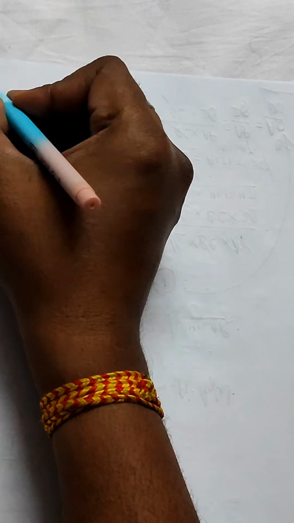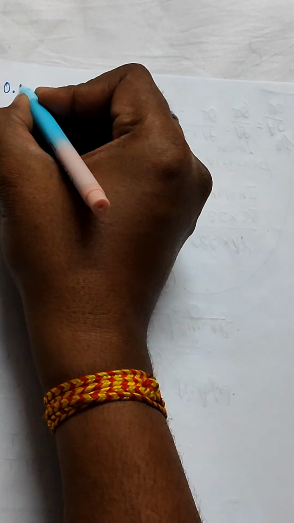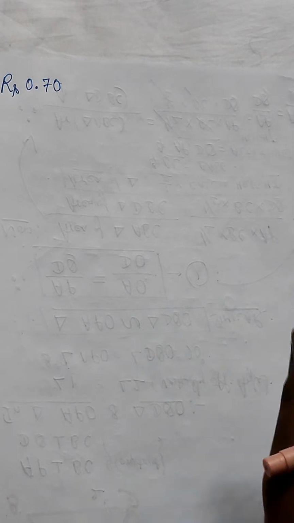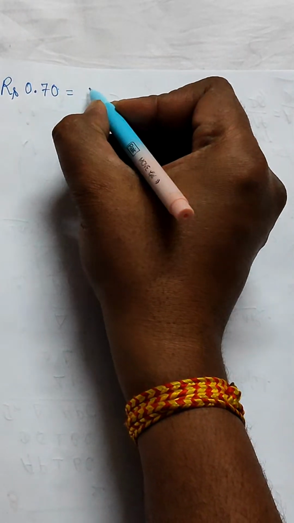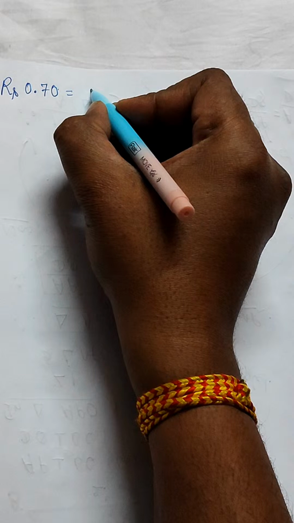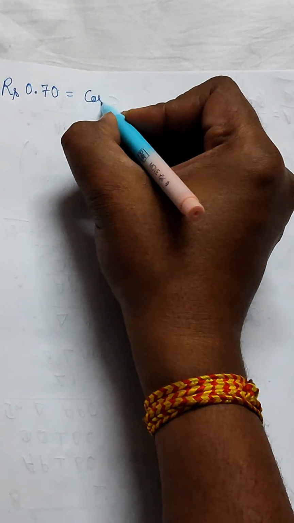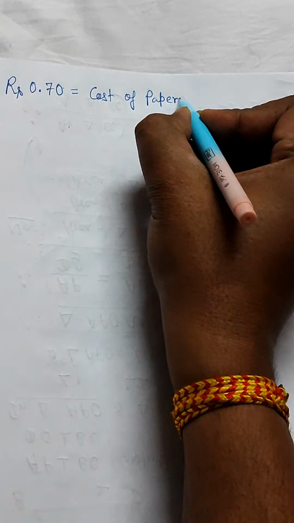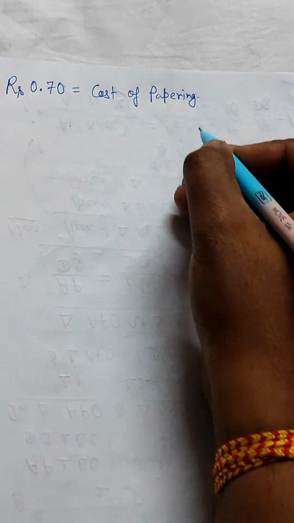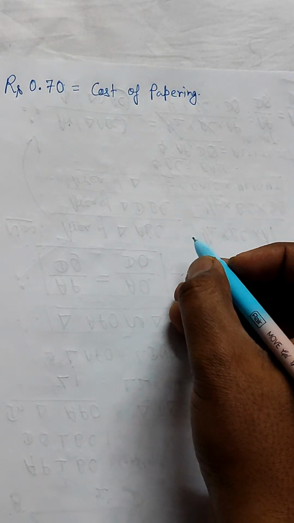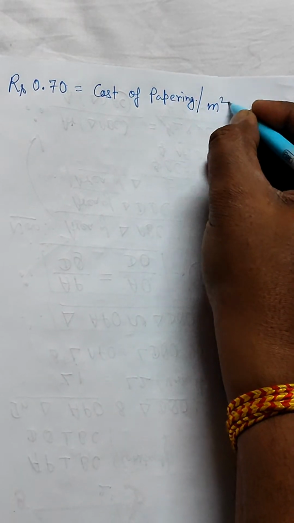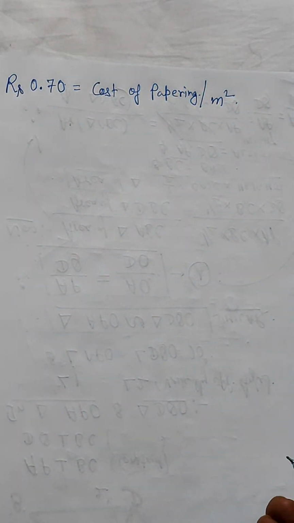at rupees 0.70, right? That is the paisa. At rupees 0.70, this is the cost of papering. Cost of papering. That means when the wallpaper is pasted on the walls, right? Cost of papering per meter square, right? This is given to you.